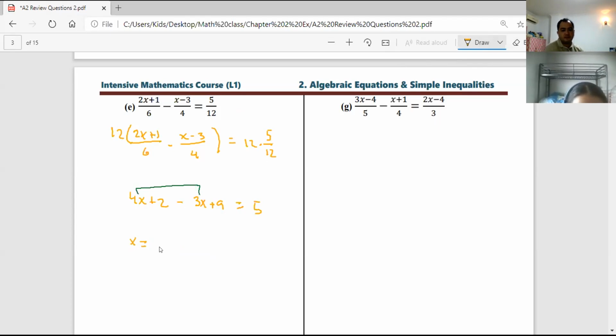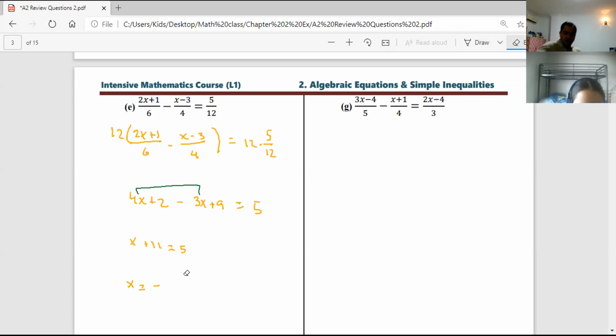Equals 9 minus. Wait. First simplify, Shahina, it is x. What is 2 plus 9? 11, right? X plus 11 equals 5. Okay, then x equals 5 minus 11 or 11 plus 5.